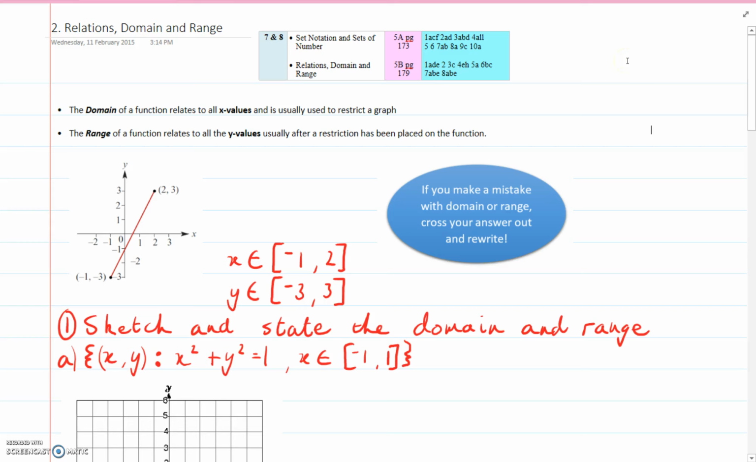Alright, lesson 2, relations, domain and range. I'll be your pilot for this evening through these notes. You've seen this all before, but let's do a really quick recap. I'll go as fast as I can so you're not watching this forever.